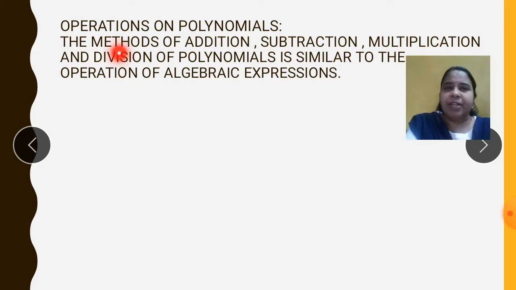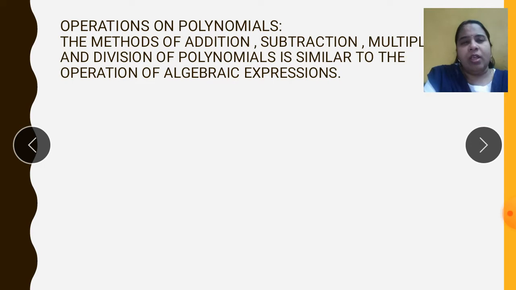Now the concept that is used is, the method of addition, subtraction, multiplication and division of polynomials is similar to the operation of algebraic expression. Now I hope you know algebraic expression can be added and subtracted only when there are like terms. Same concept is used in polynomials also.